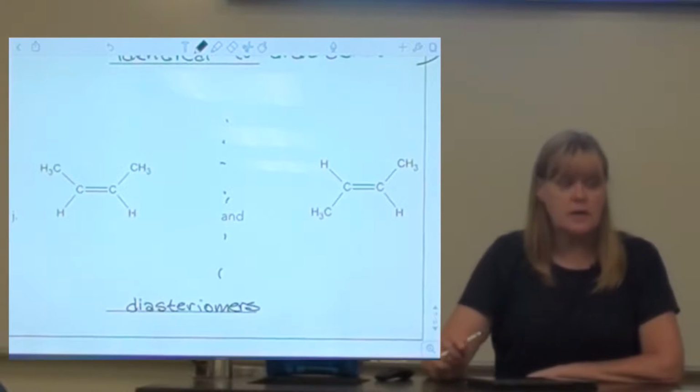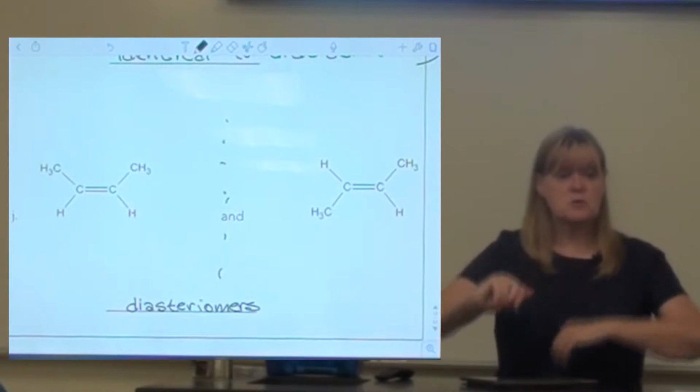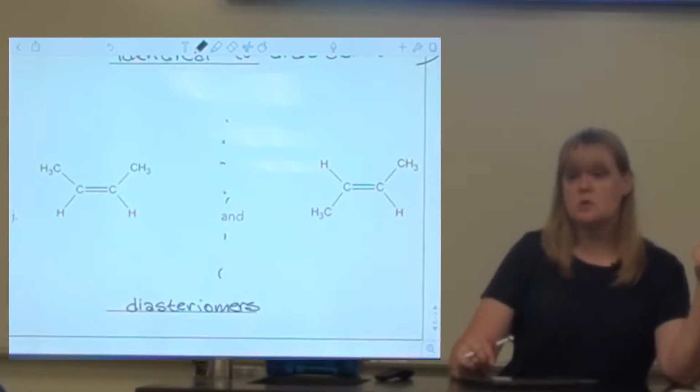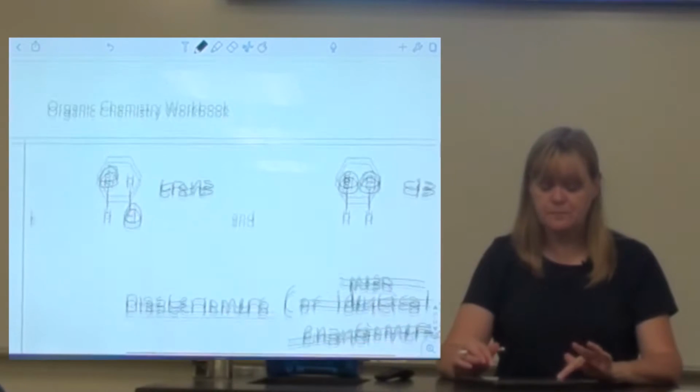You will never have enantiomers with an alkene, because the mirror image will be superimposable. So you can't have diastereomers with one chirality center. You can't have enantiomers with an alkene.